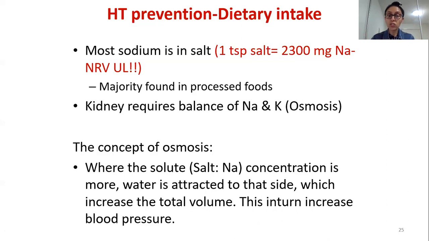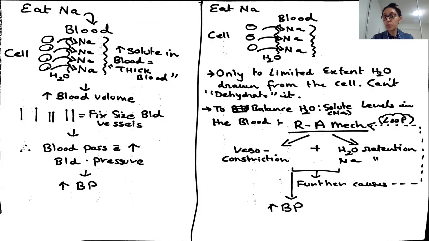But the majority of your sodium is found in processed foods, because a lot is added as a preservative as well. Your kidneys are very important; they are required to maintain the osmotic balance between sodium and potassium. Sodium as the cause of hypertension is very rare, but chronic high intake of sodium as a cause of hypertension is plausible. And the mechanism is explained over here.